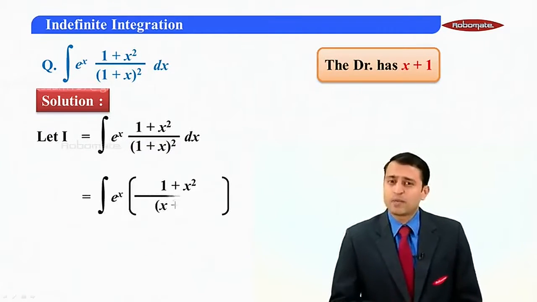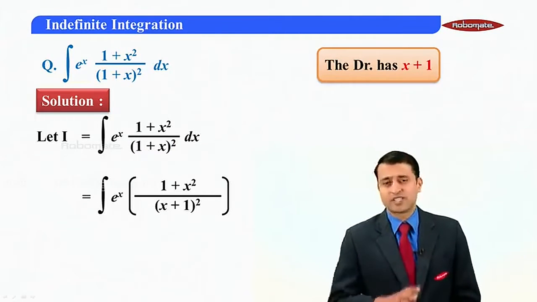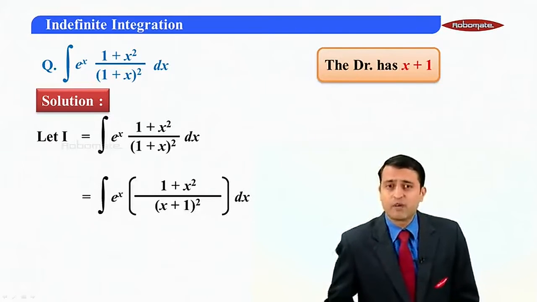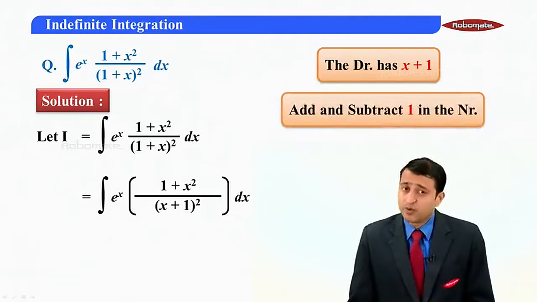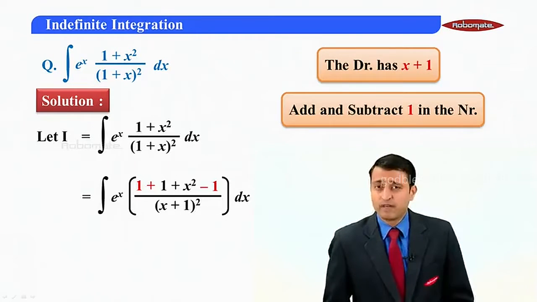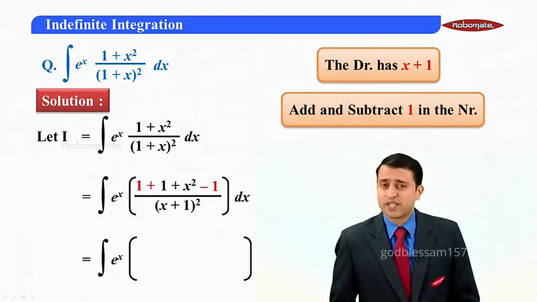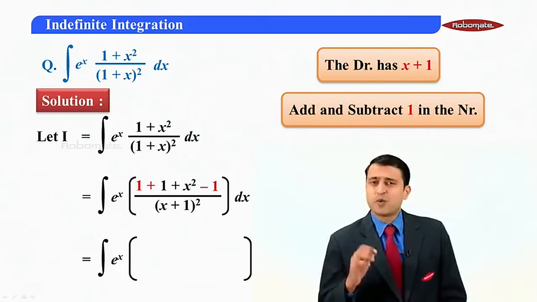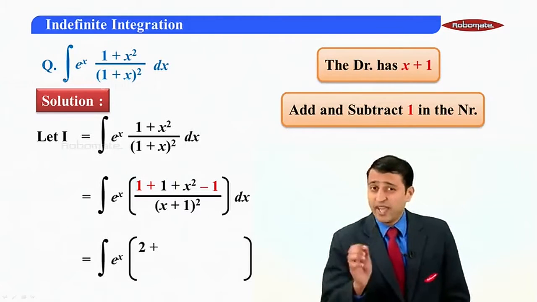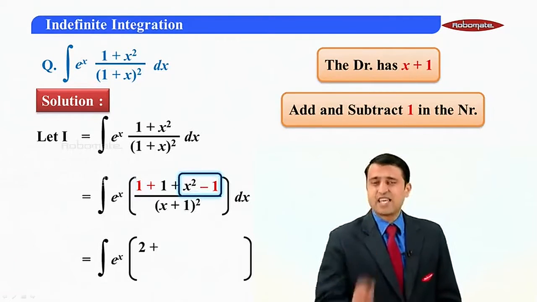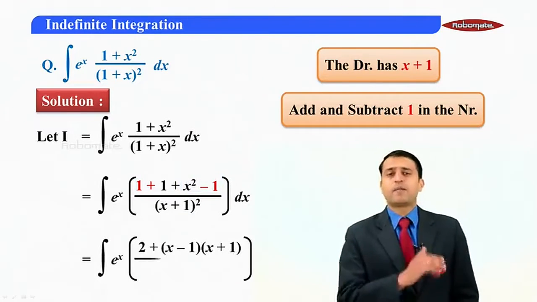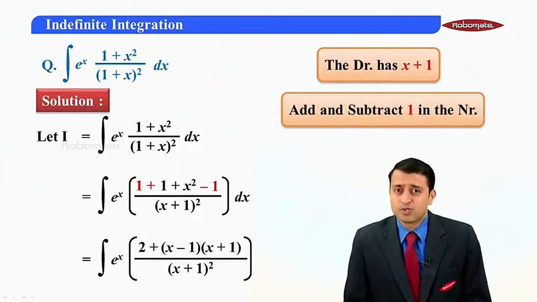So, here (1 plus x square) upon (1 plus x) the whole square is as it is. To convert the numerator in terms of the denominator, we are going to add and subtract 1 in the numerator. So, in the next step, can I write e raised to x as it is? And now, can I say 1 plus 1 is nothing but 2? So, in the next step, let me write a 2. Now, x square minus 1. Can I say x square minus 1 can be written as (x minus 1) into (x plus 1), divided by x plus 1 the whole square?